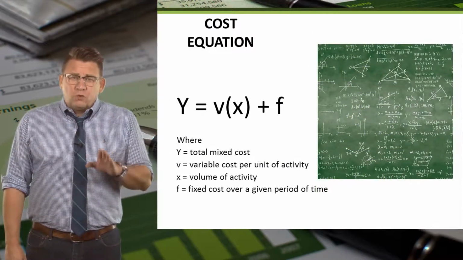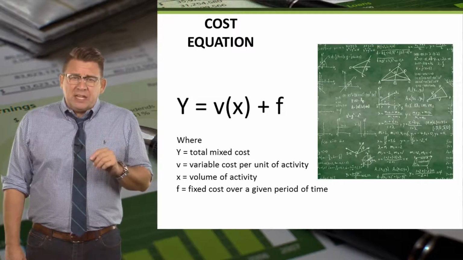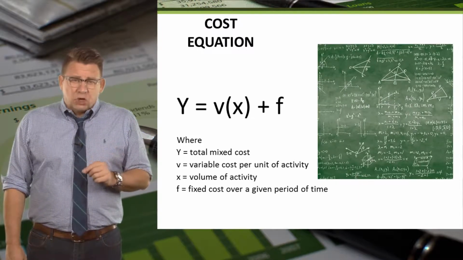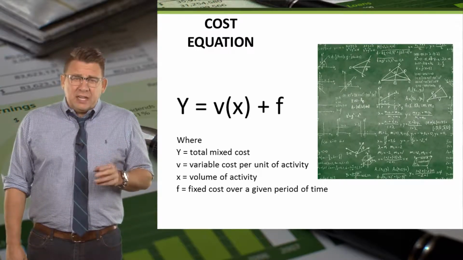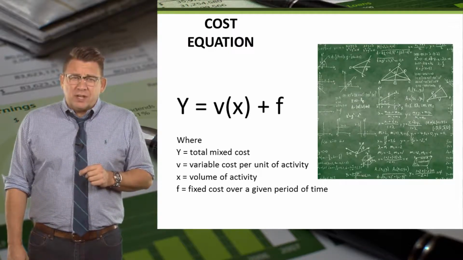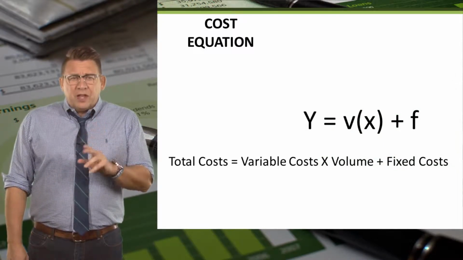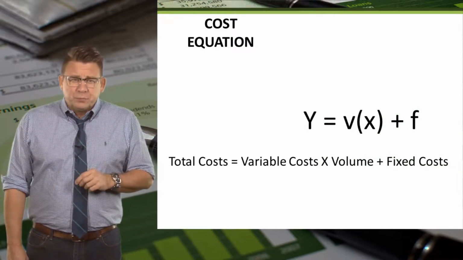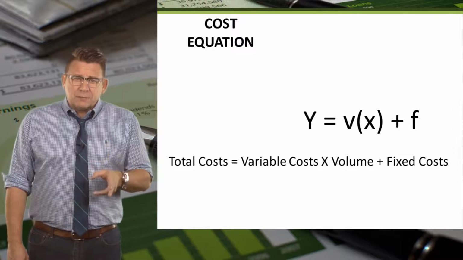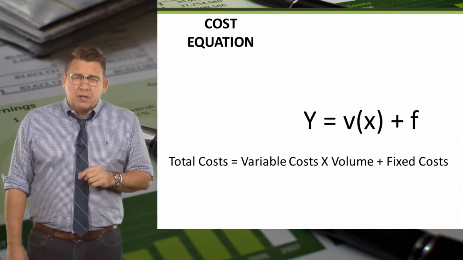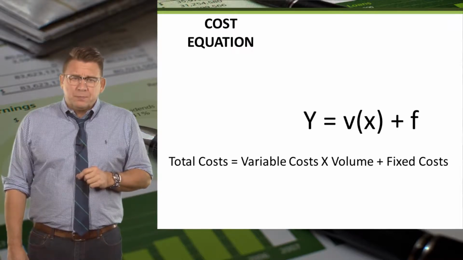The cost equation is y equals Vx plus F. Y is the total mixed costs, V is the variable cost per unit, X is the volume, and F is the total fixed costs. Another way to think of the cost equation is as follows. Total cost equals variable cost per unit times volume plus fixed costs.